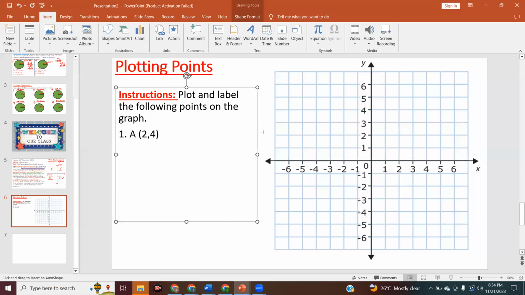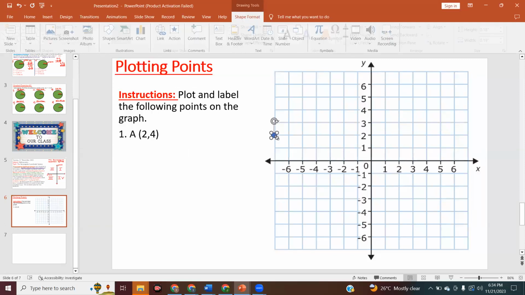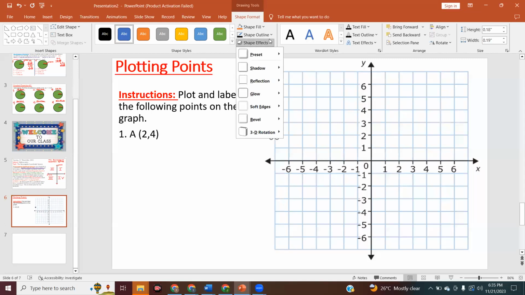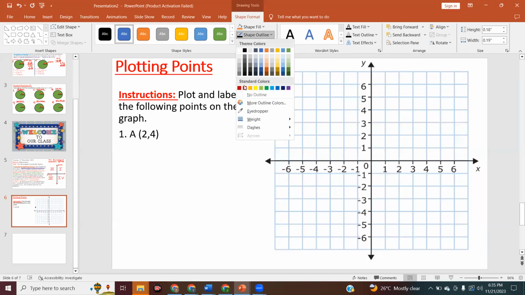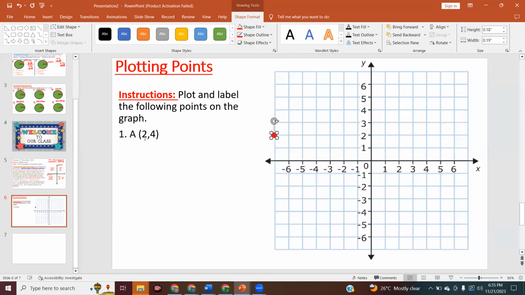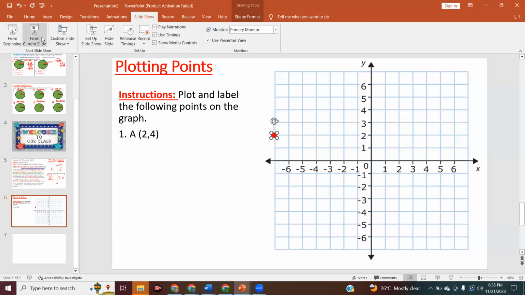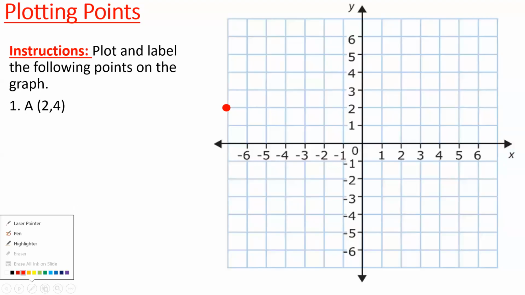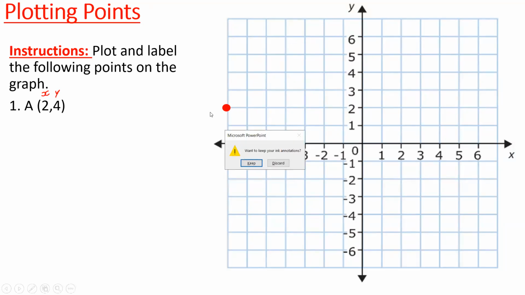Remember that we always start with what first? The X or the Y? The x-axis. So what does that mean? That means that this 2 right there is for the X. This 2 is for the X-axis, and this 4 is for the Y-axis. Oh, my fault, I was looking at the graph.